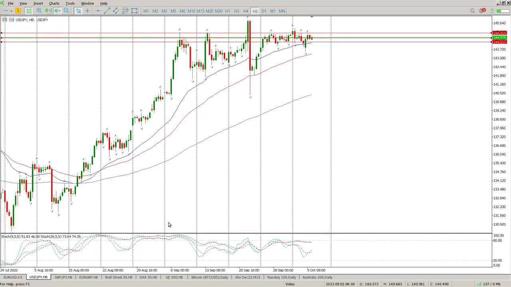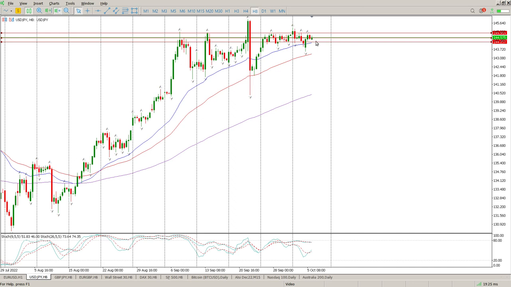Moving on to US dollar Japanese yen, even worse here. We've been ranging for a week and a half, well, almost 2 weeks now. But we do have divergences inside this range as well. You can see here, price making highs, oscillator making lows. So that is continuation divergence.